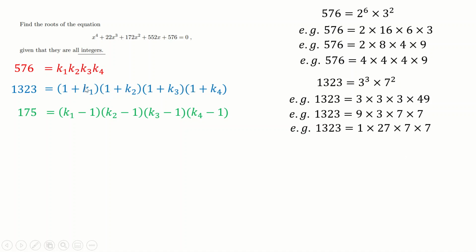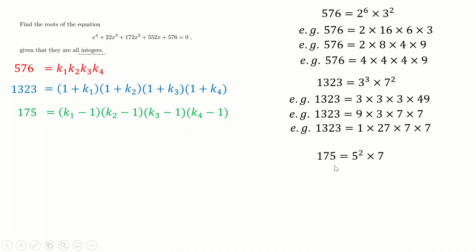And now we can see we don't have a common number in every list, so we can't just say one of these things. Now, I should have said as well, this is one number. 1 plus k1 is one number multiplied by another number, multiplied by another number, and so on, is equal to this. So I'm breaking it down to 4 numbers, just like I did here. I'm going to do the same here again. This is one number times another number times another number times another number is 175.